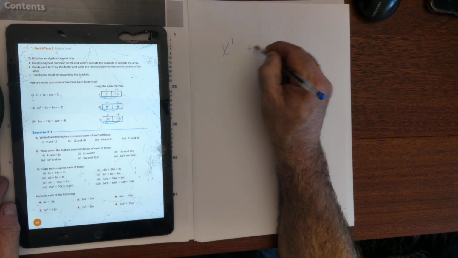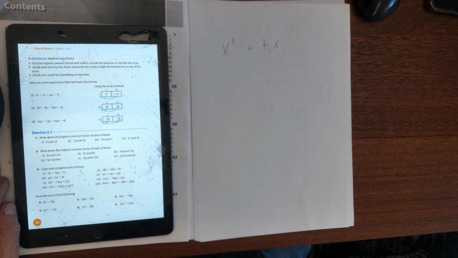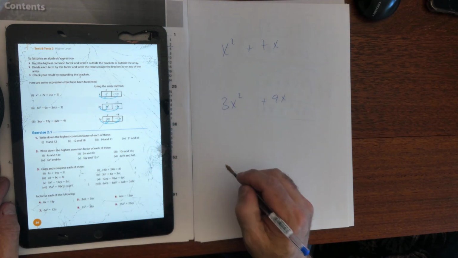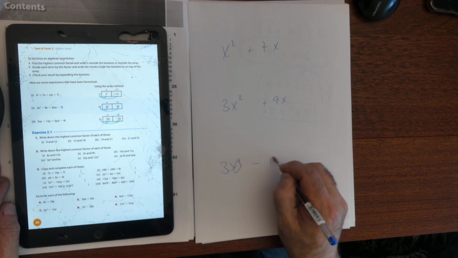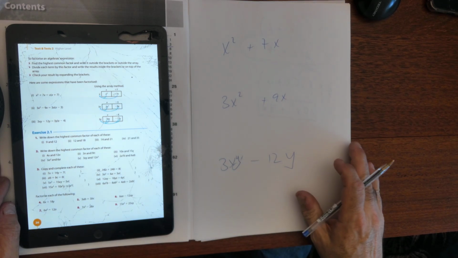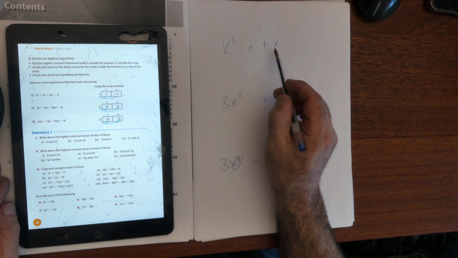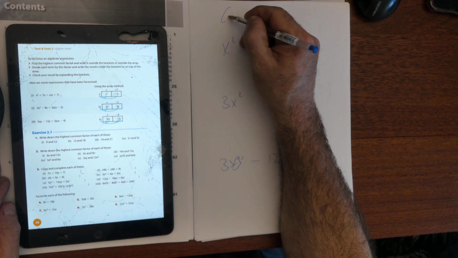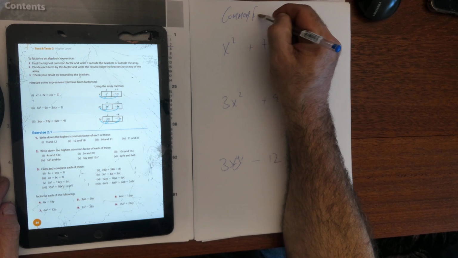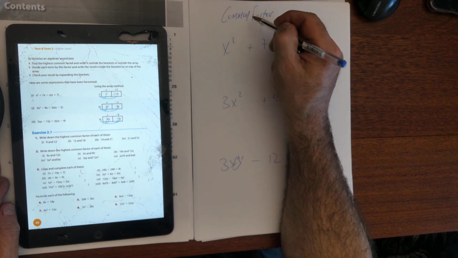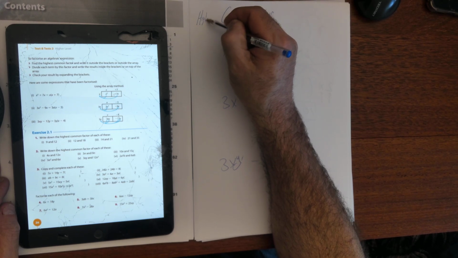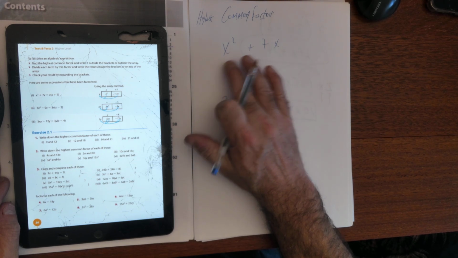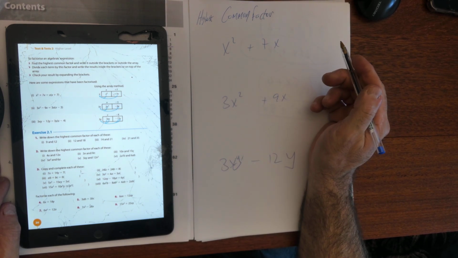So it's x squared plus 7x, 3x squared plus 9x, and 3xy minus 12y. Okay, so looking at the first one, we're trying to find a common factor. And just to be more specific, we're trying to find the highest common factor. And when we do that, we take it out. So looking at this, we clearly see that x is in both of them.